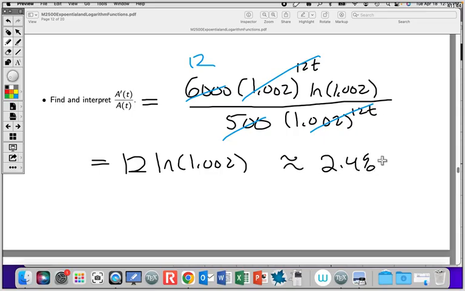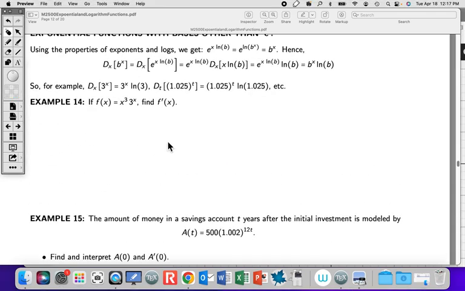So once again, what characterizes these exponential functions is that they have a constant relative rate of change. So the relative rate of change here is an effective growth rate of 2.4%. So even though the formula here may have come from compounding things continuously at a certain percentage rate, the effective growth rate here is 2.4% per year, and that happens at every single instant. So it's continually growing at that constant percentage rate. So that'll do it here for example 15.